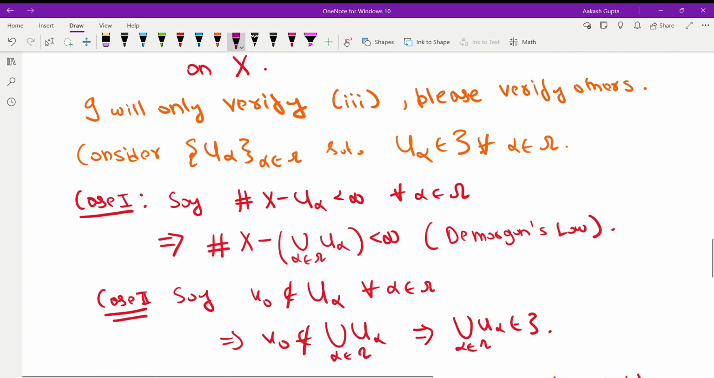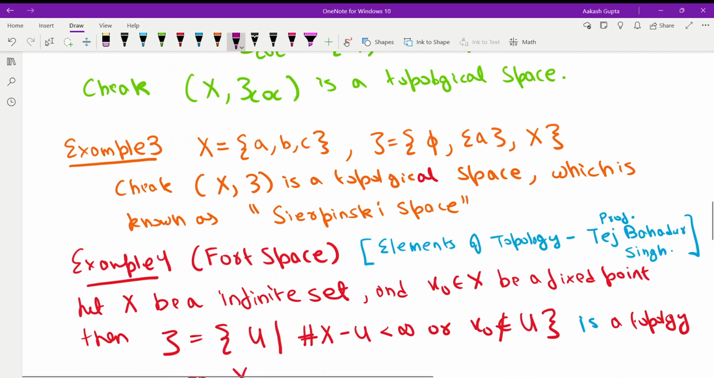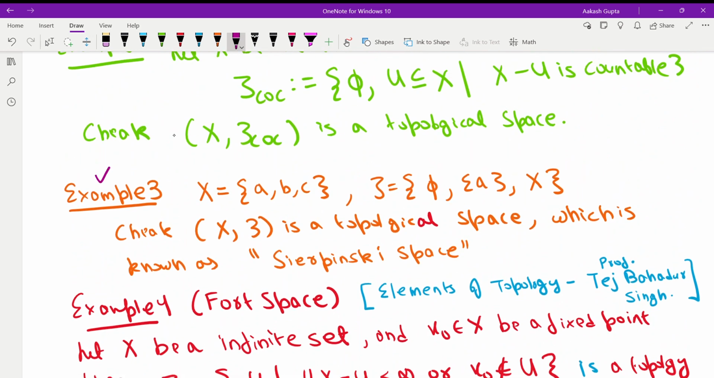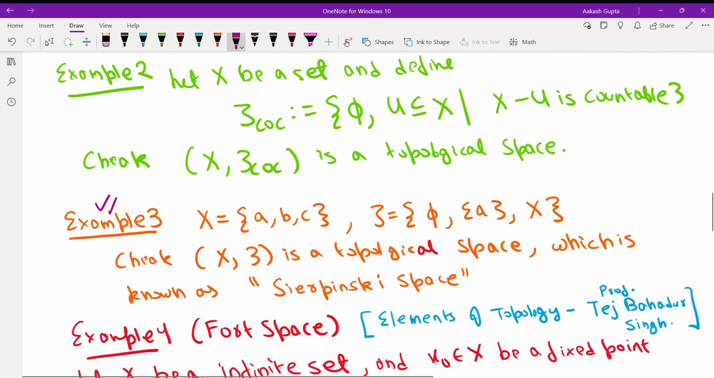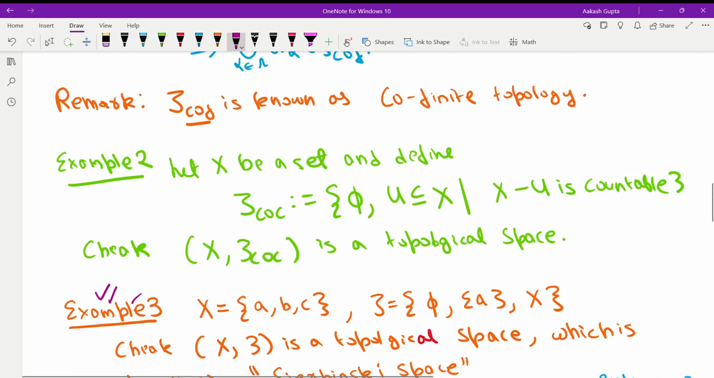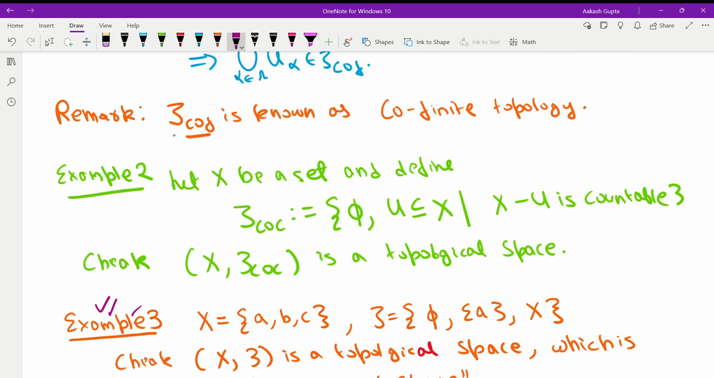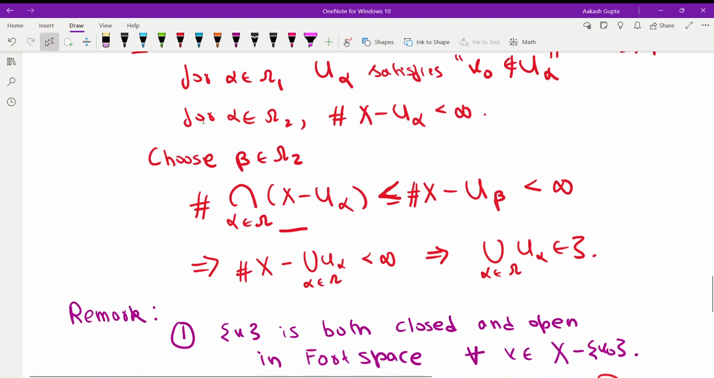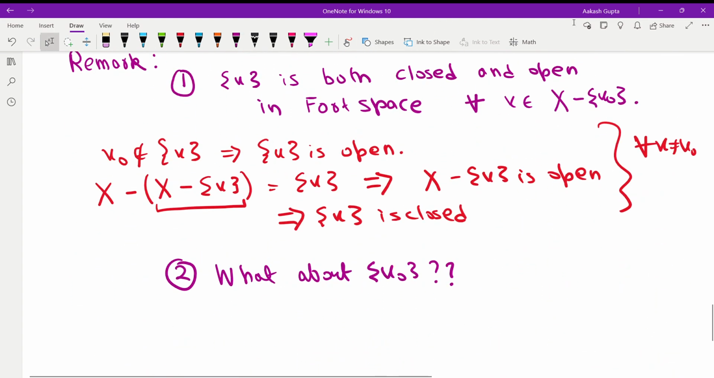And let me end this session with this example of the fourth space. I want you to verify this one, example 3. Since I told you it would be important when you study separation axioms, as well as example 2. These are very standard and important examples we will be seeing as we continue.